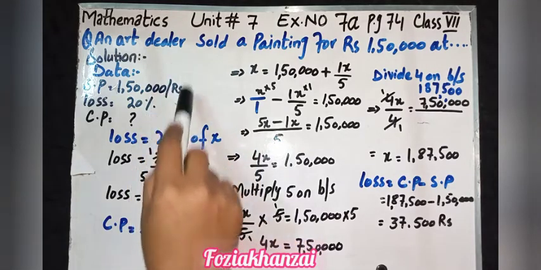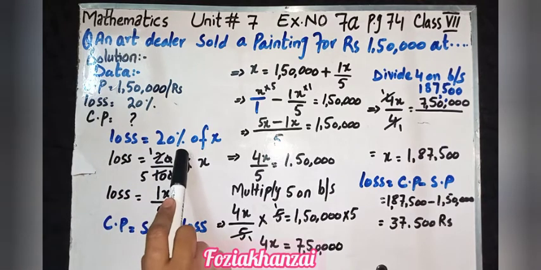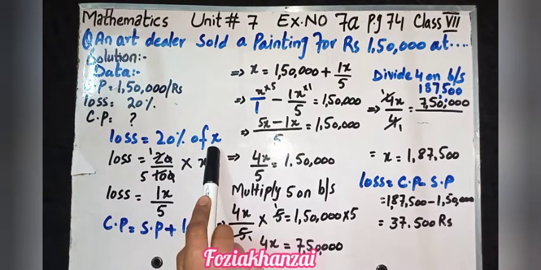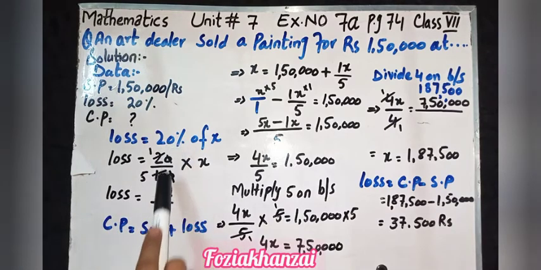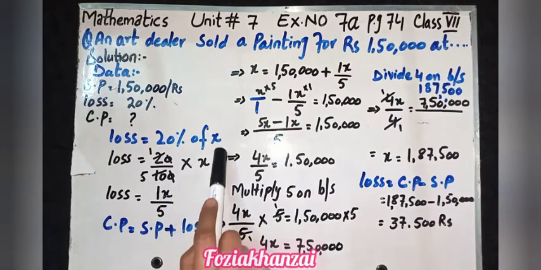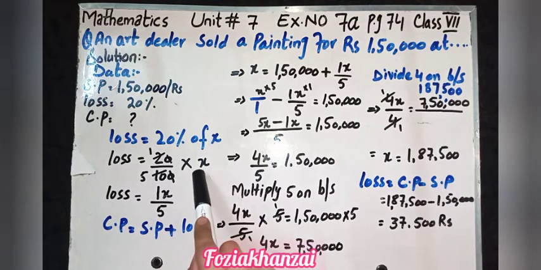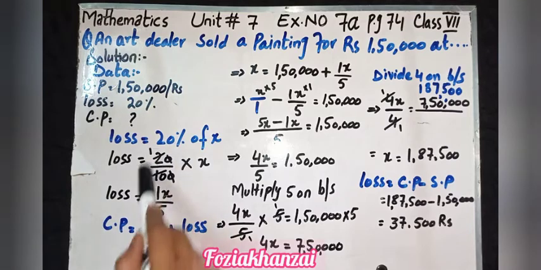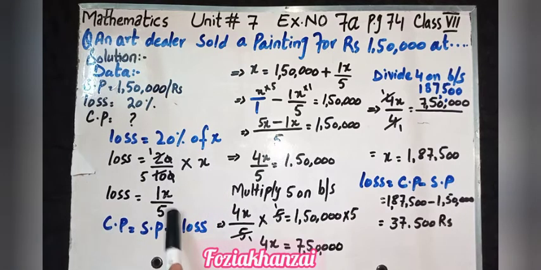According to the question data, first we find the loss, which is 20%. We don't know the cost price, so we suppose the cost price is x rupees. According to the formula, loss is 20 upon 100 multiplied by x. Cancel 0 with 0, then reduce: 2 ones are 2, 2 fives are 10. 1 multiplied by x gives 1x upon 5. So the loss is x upon 5.